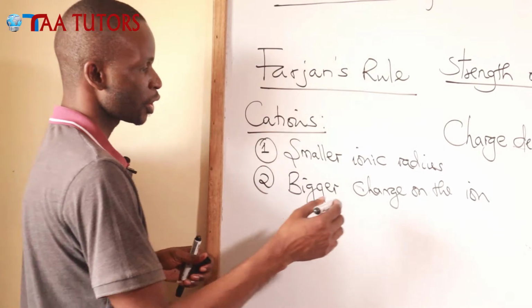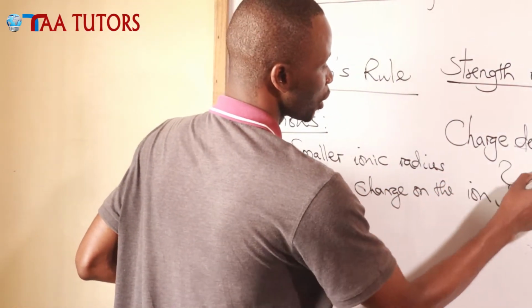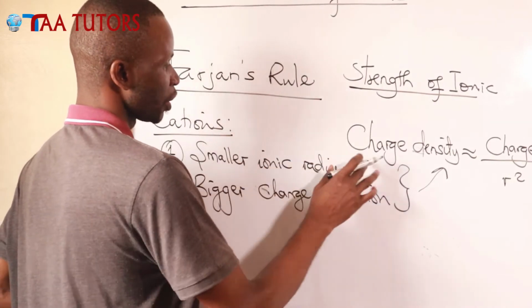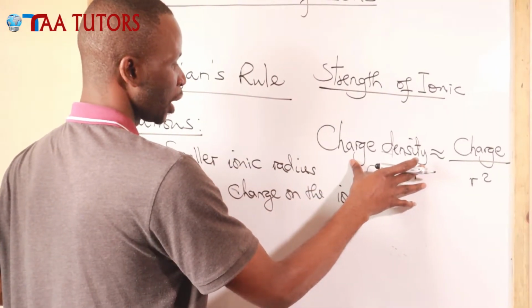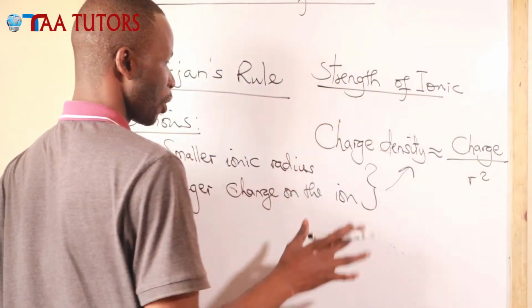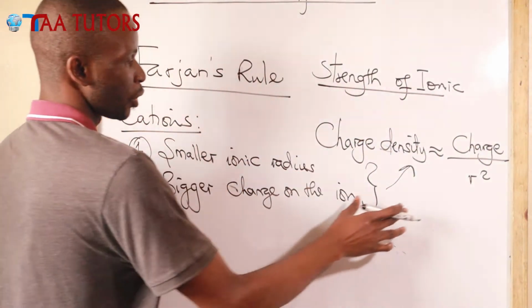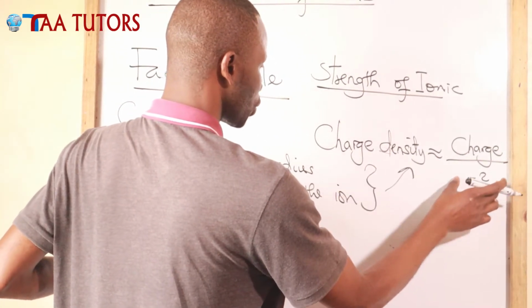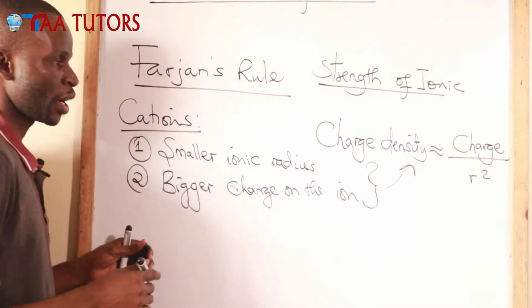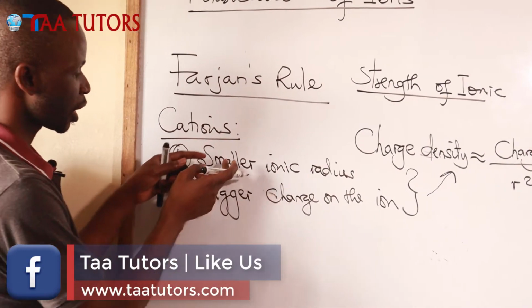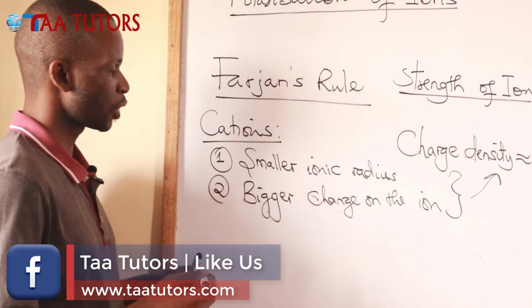Now, you realize these two factors, we still come back to charge density, because we said that charge density is directly proportional to the charge, meaning the bigger the charge, the more charge density it has, and also charge density is inversely proportional to the radius of the ion. So it means that the smaller the radius, the bigger the charge density, and that's exactly what we are talking about in Fajan's rule here.